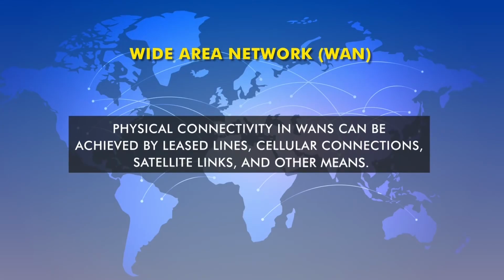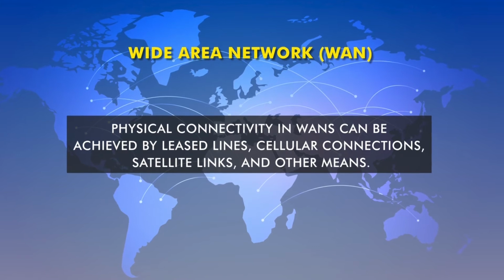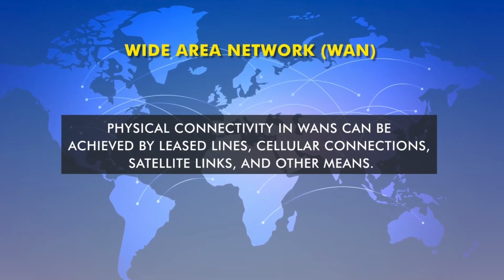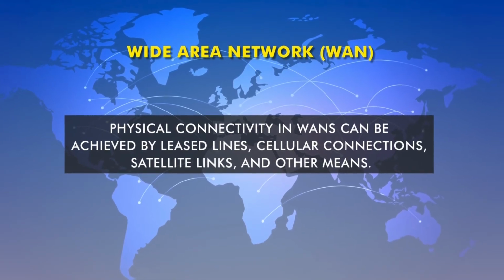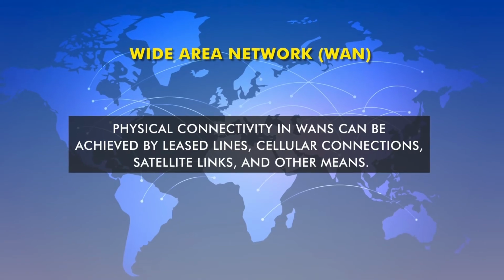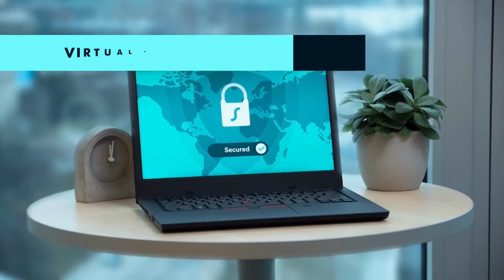Large organizations use WANs to connect their various sites, remote employees, suppliers and data centers so they can run applications and access necessary data. Physical connectivity in WANs can be achieved by leased lines, cellular connections, satellite links and by other means. The other network that we can discuss here is the virtual private network.